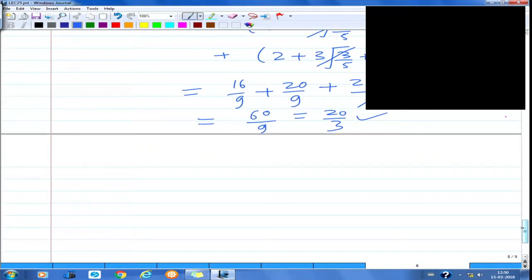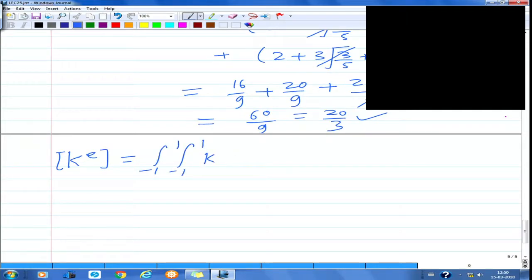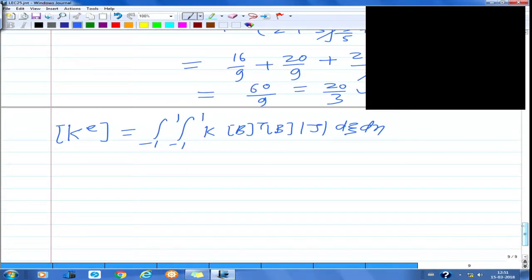Now let's come back to the problem we were talking about. If I look at this KE, for 1D cases we have got KE as minus 1 to plus 1, minus 1 to plus 1, then we have K into B transpose into B into determinant of J into d xi into d eta. This is a double integration, so we will replace this by a double summation. So the double summation would be I equal to 1 to n, and in the other direction J equal to 1 to n.